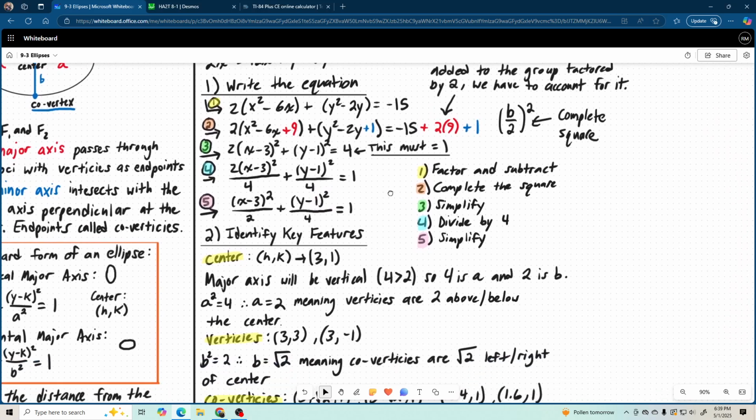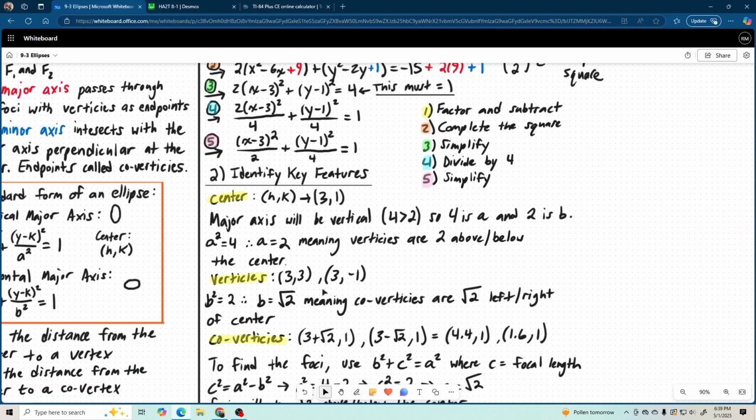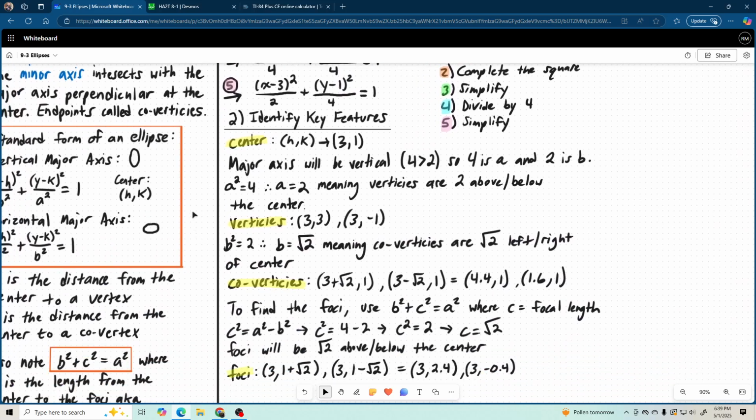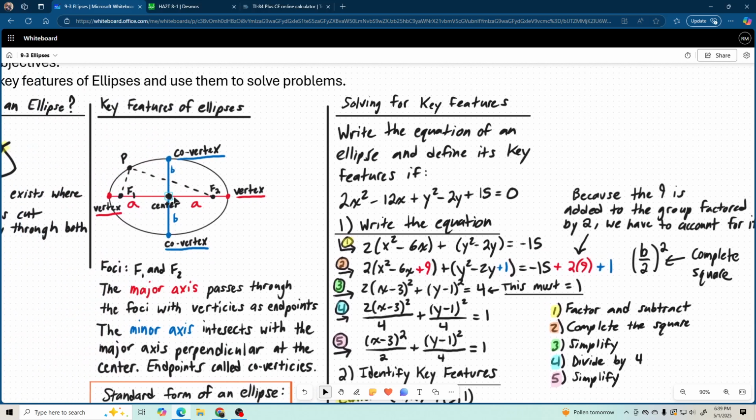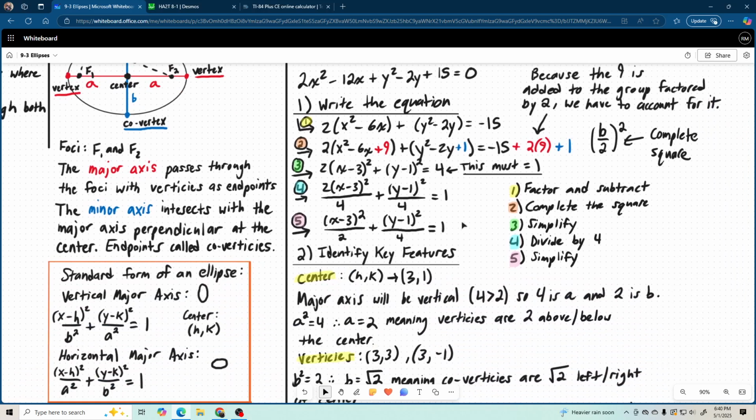So our key features are going to be the center, the vertices, the covertices, and the foci, right? And if we go back up to our picture, the center is this point here. The vertices are these two points here, which are a distance a from the center. Our covertices are on the minor axis, and they are a distance b away from the center. And then remember, the foci are from the center to these F1 and F2 points, and the focal length will be a length of c. Okay, so let's do that.